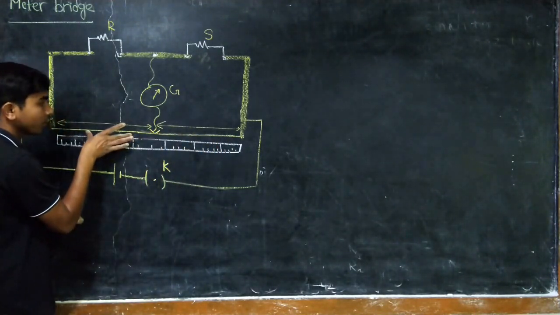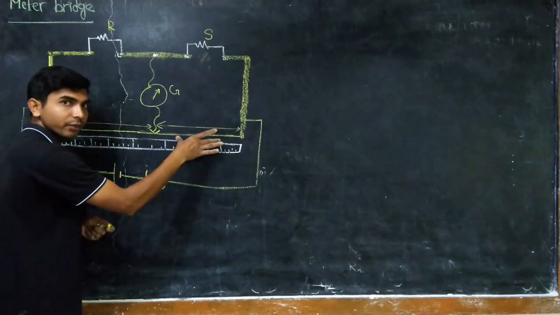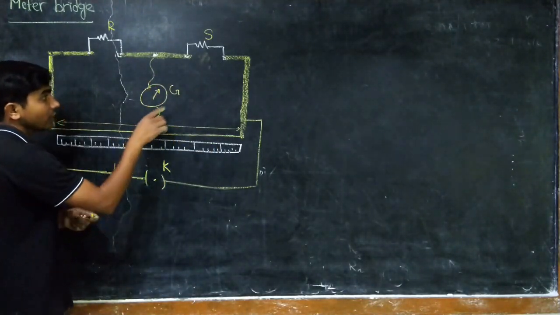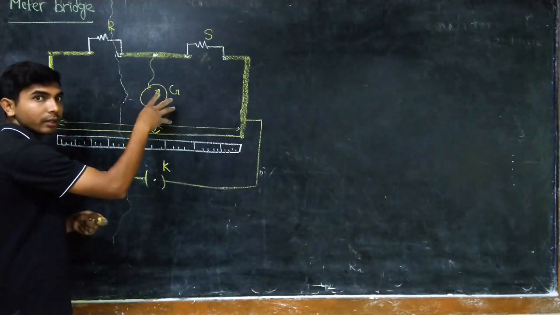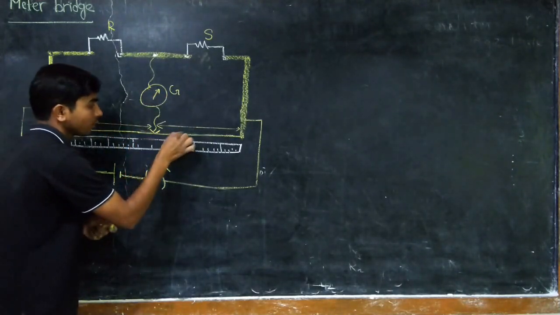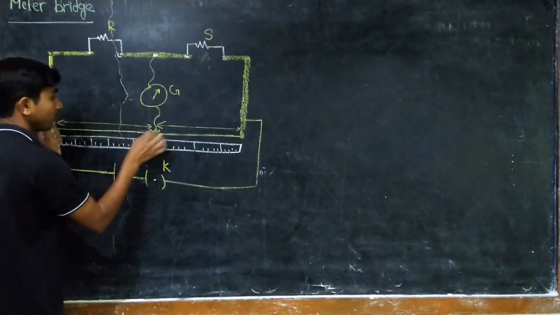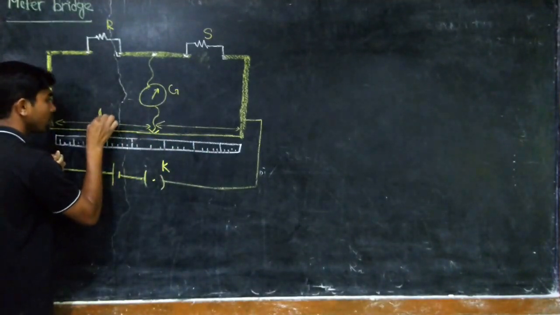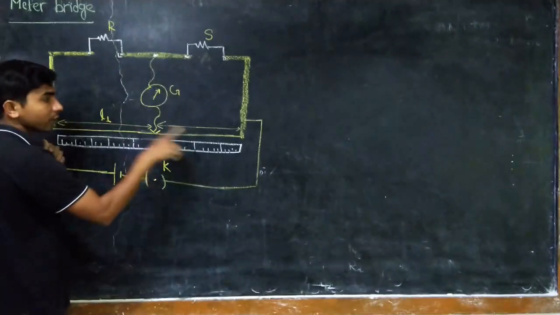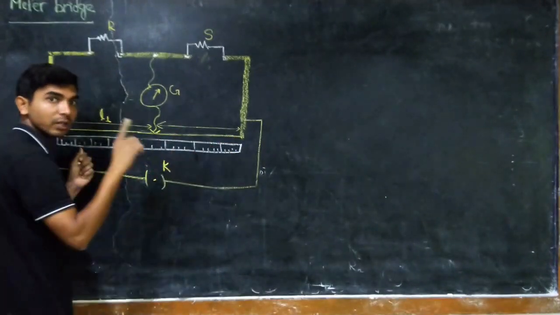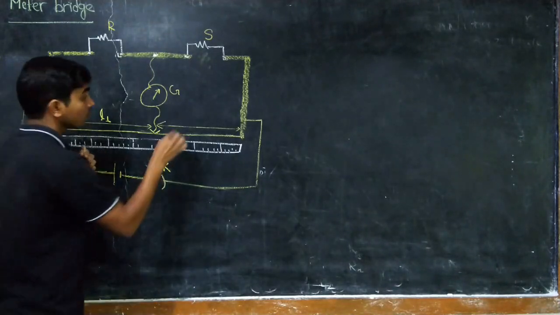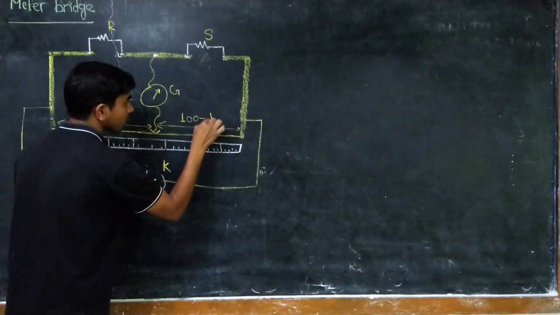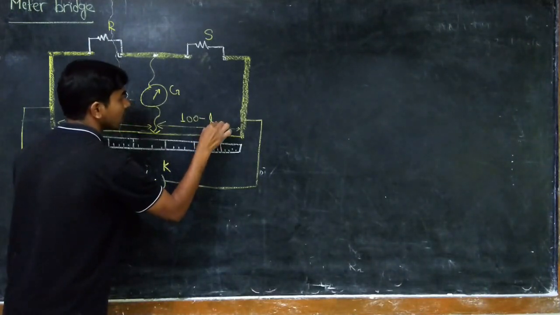suppose this one is your arm resistor, this is another resistor, right? So as we move the jockey on this one, the current in the galvanometer varies, because as we move, the length will increase. Suppose this is your length L1, right? And the total length is how much? 1 meter. 1 meter means 100 centimeter, right? So this length will be how much? 100 minus L centimeter.